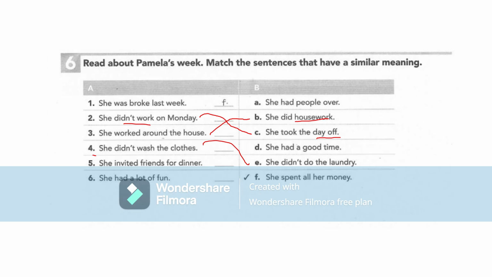And the last one, what time? Tell me, Jennifer. What time did you get home? What time did you get home? We got home very late, around midnight. Easy peasy, guys. Let's continue.